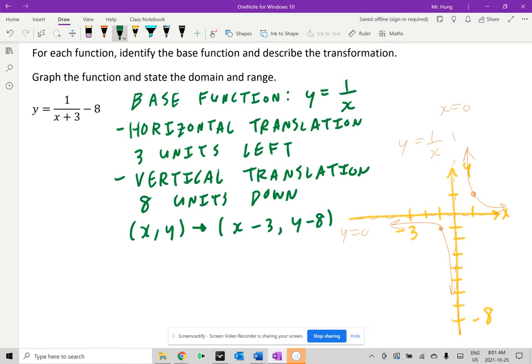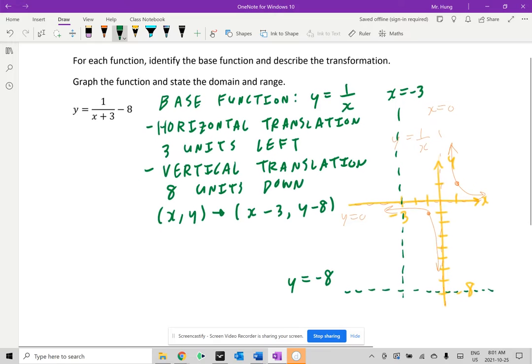Now, notice you're moving this graph left by 3, down by 8. What that means is the vertical asymptote is no longer at x equal to 0. You're moving it to the left by 3. So the new vertical asymptote is going to be x equal to negative 3. Likewise, if you think about the horizontal asymptote, it's no longer at y equal to 0. You're moving it down by 8 units. So it's going to be y equal to negative 8.